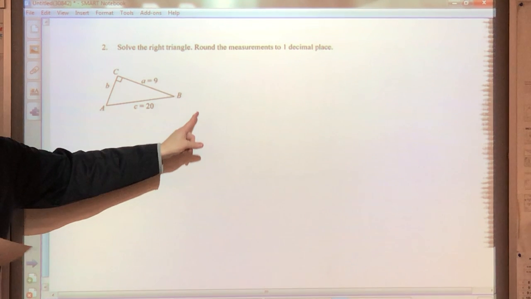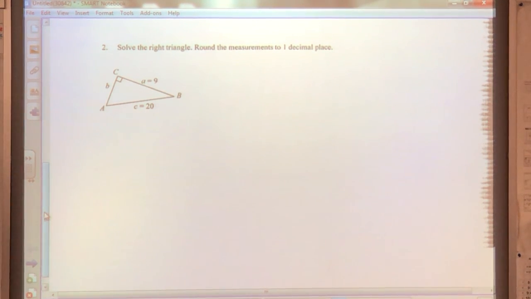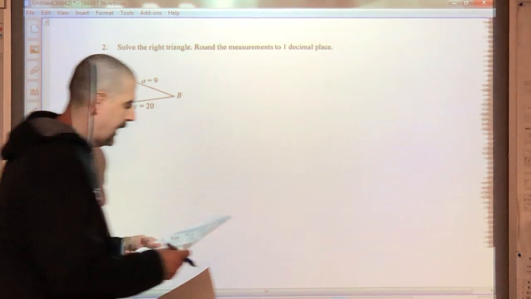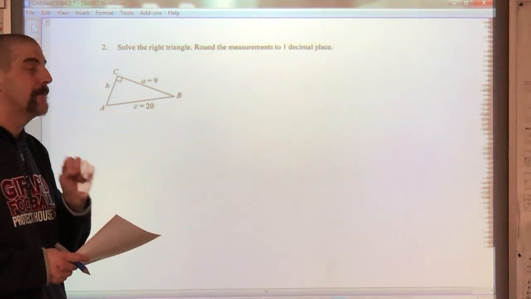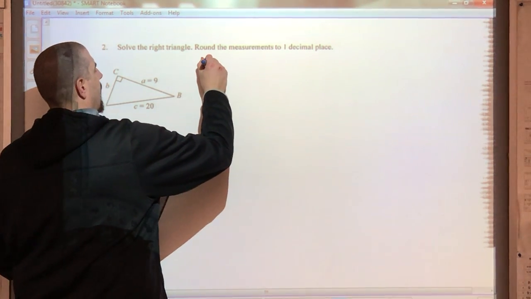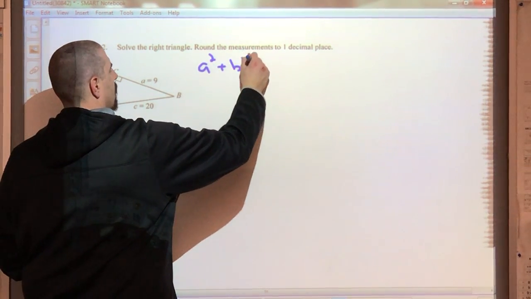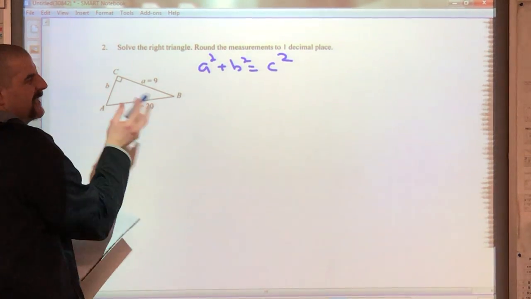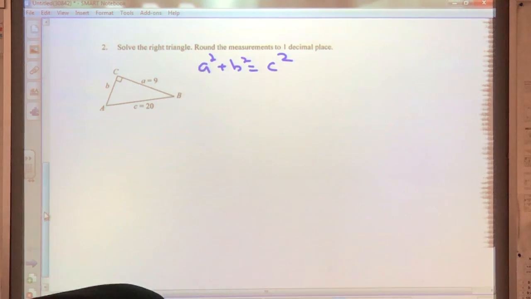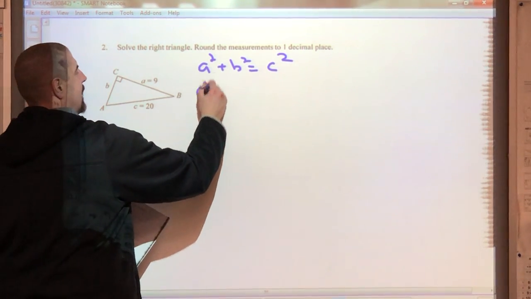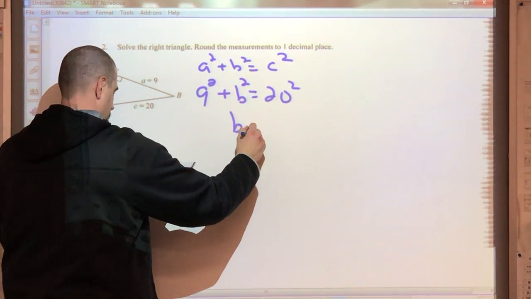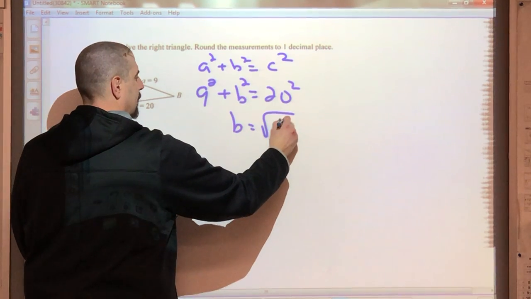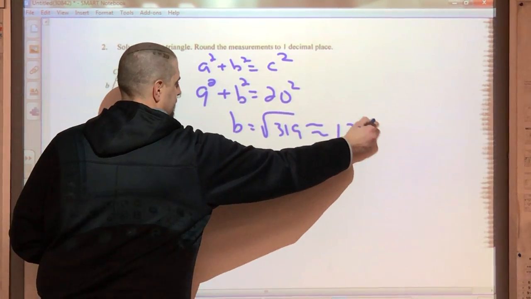All right, go ahead and see if you can solve this triangle on your own. Pause the video and do so at this time. Welcome back. Okay, so the first thing you're going to notice is we could easily solve for B without trig. We're going to use the Pythagorean theorem. So we're going to do A squared plus B squared equals C squared. And they have it nicely set up so A, B, and C are in the right spots. So we're going to take 9 squared plus B squared equals 20 squared. Solve for B, and you're going to get B equals the square root of 319, which is approximately 17.9.